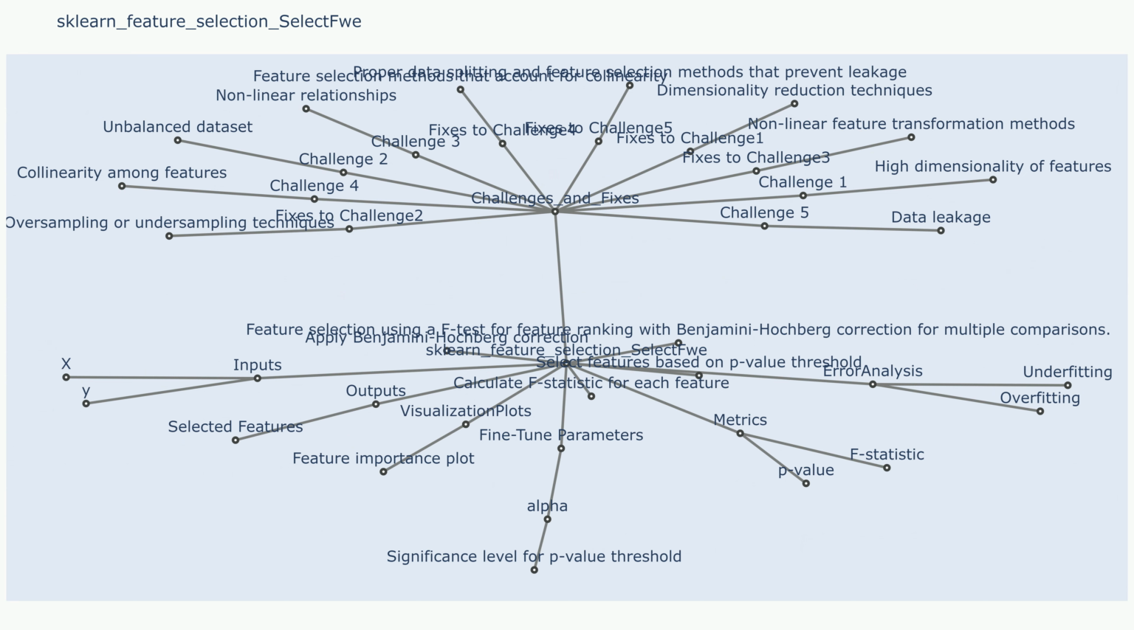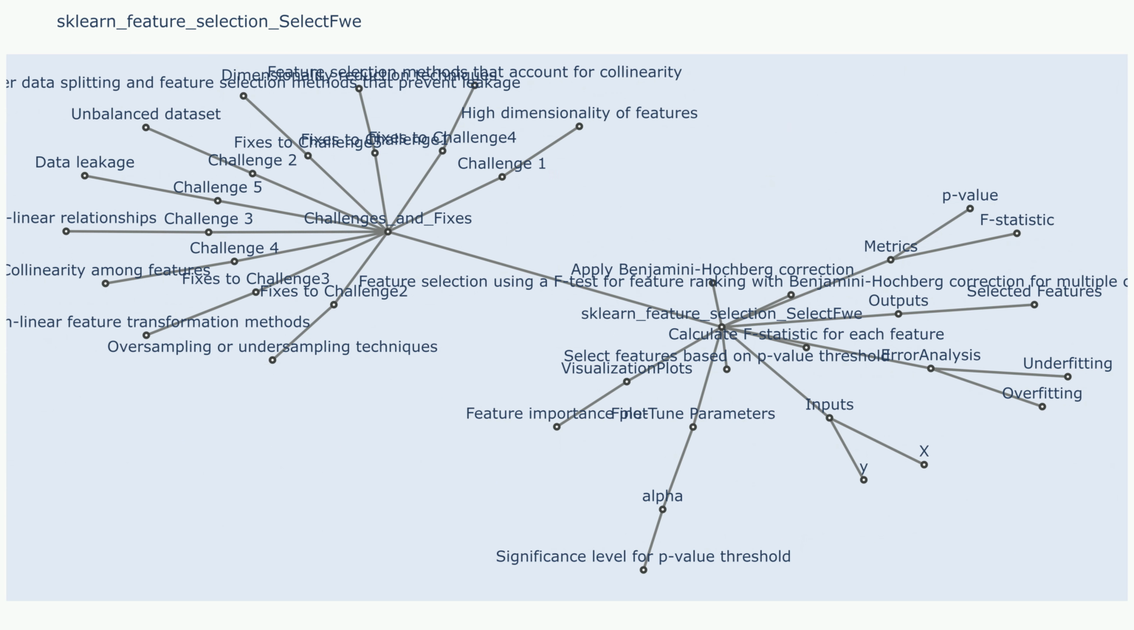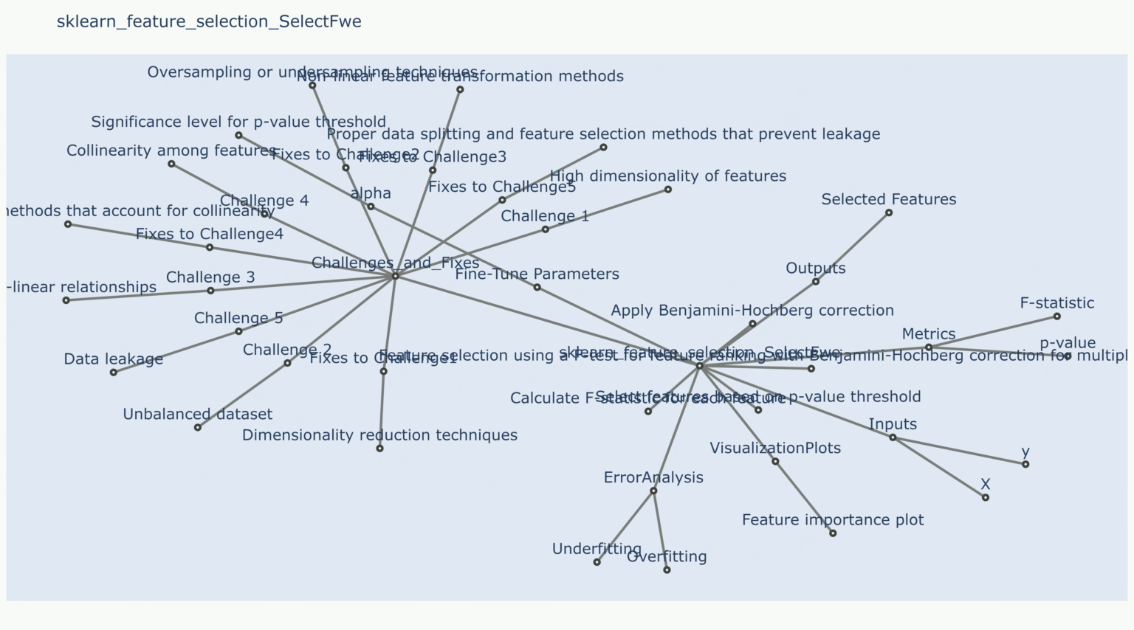Metrics. F-statistic measures the variance between the means of two groups divided by the variance within each group. Higher values indicate more significant features. P-value represents the probability of observing the given data if there is no relationship between the feature and the target variable. Lower values suggest a stronger association.